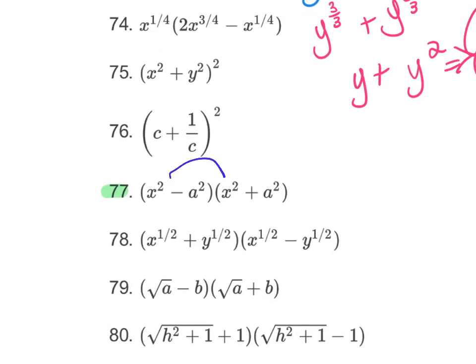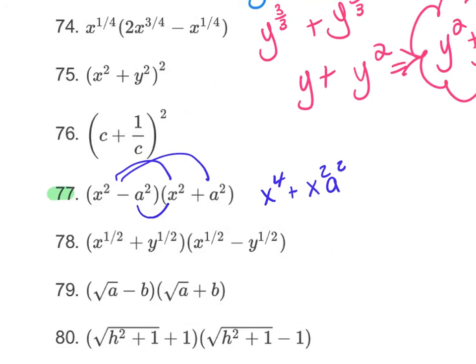All right, here we go. X times x gives me x what? X squared times x squared gives me x to the 4th. Good. X squared times a squared just gives me plus x squared a squared. Negative a squared and positive x squared gives me negative x squared a squared. You can also write it a squared x squared, doesn't matter. I know they're going to cancel out. That's why I didn't change the order of them. And then I have a negative a squared and a positive a squared gives me negative a to the 4th.